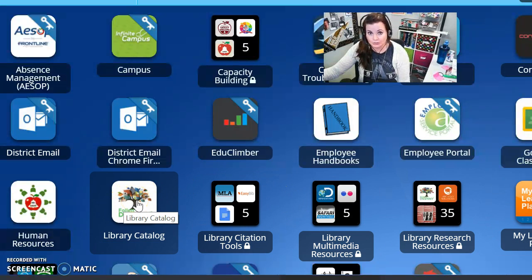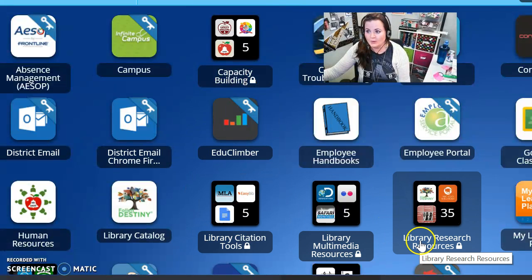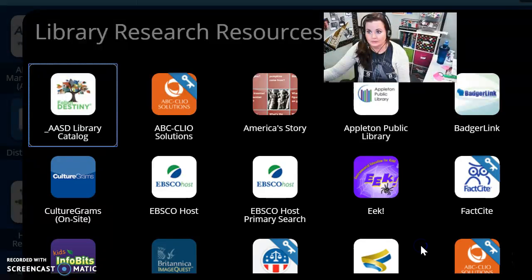You can log into it through the Appleton Area School District using your username and password that was provided to you. If you don't know this username or password, just contact me or contact your homeroom teacher and they will be able to get it for you. Once you do that, you'll have a lot of resources at your fingertips. The one I want to guide you to is under Library Research Resources right here.